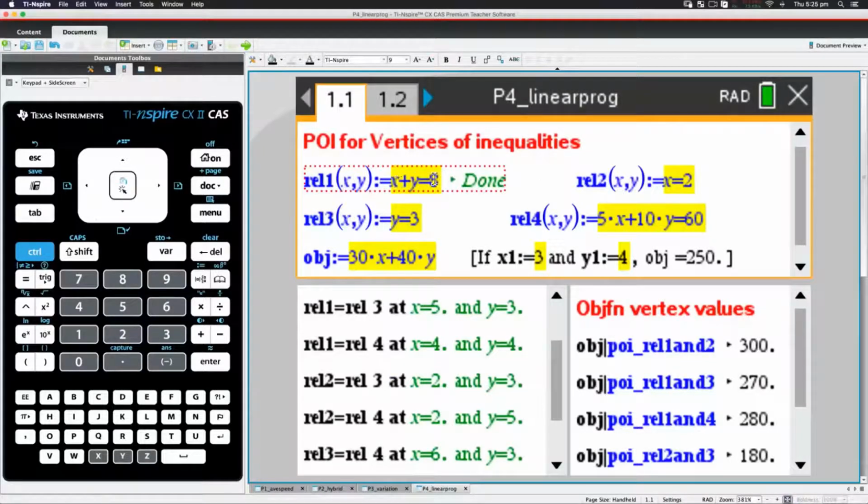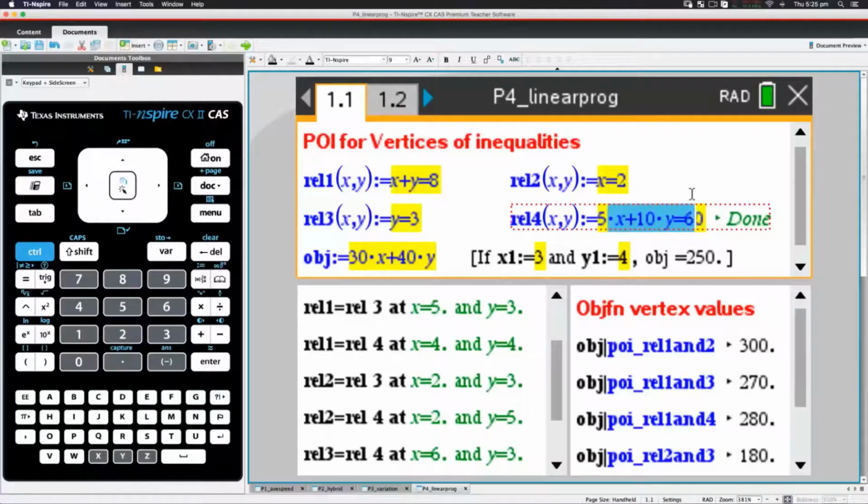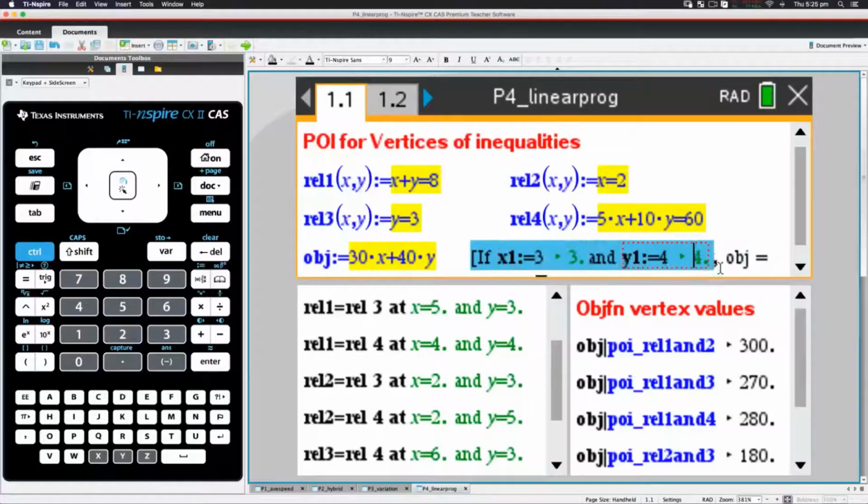So this is the thing, the number of cars and buses have to add up to 8. The cars must be at least 2. The buses must be at least 3. And then this is the condition based on a total of 60 people. And notice the objective function listed here, as well as a little input template for working out the objective function for any entered value of X and Y. Okay, the box on the left here is for points of intersection.